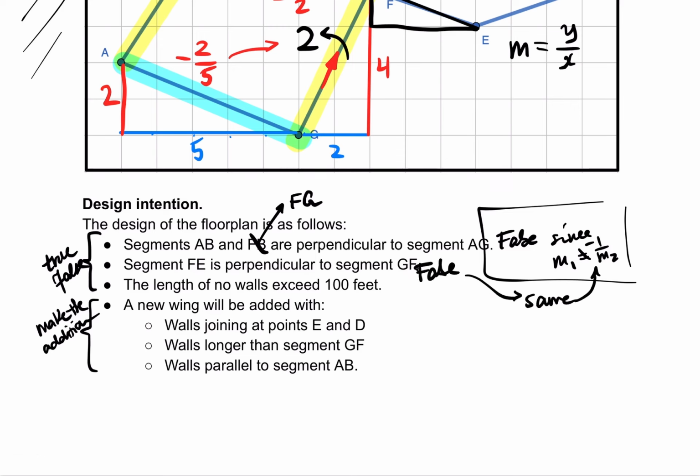Then it says the length of no walls exceed 100 feet. So if I know each square is 15 feet, I can check the length of these by looking at each square. Here would be 15, there would be another 15, would be 30. I could keep going and count all the way up. If I did all the way across, this is 1, 2, 3, 4, 5, 6 squares across. 6 times 15 is 90. So this one is 90 feet. So this wall is good. It's under 100 feet, so you could check it off. Now you only need to find one wall that's greater than 100 feet to make this false. There only needs to be one wall that we're actually looking at.